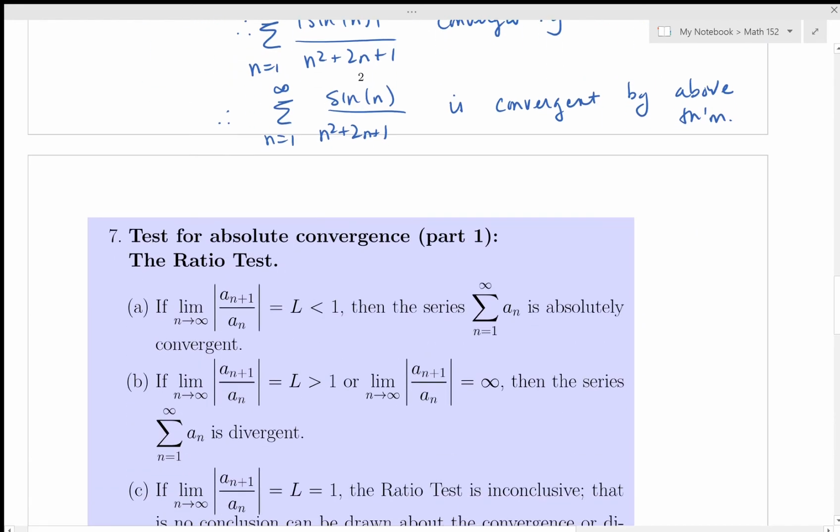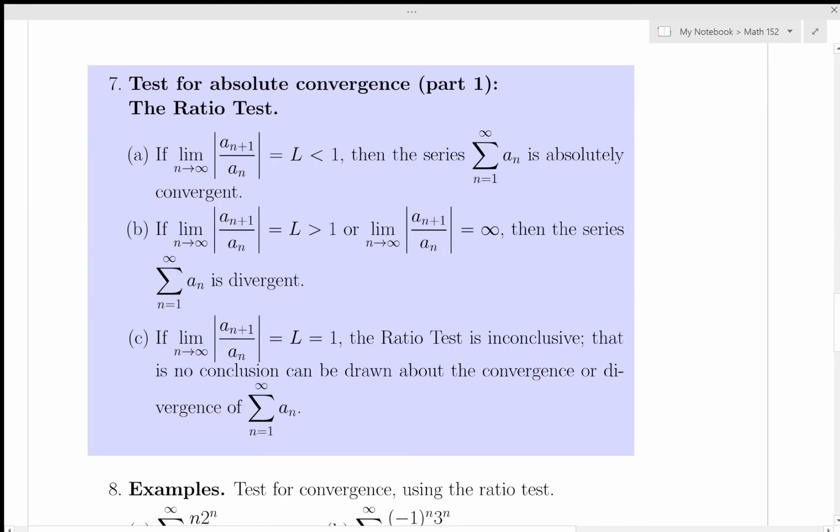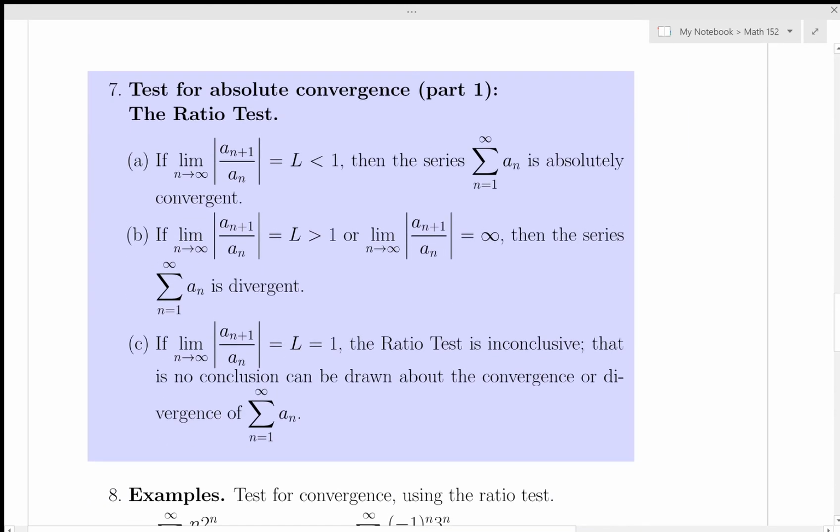Now, testing for absolute convergence. There are two main tests that we're going to use extensively, the ratio test and the root test. We're going to start with the ratio test. This is going to be a test for absolute convergence. So here's the test. This is how it works.